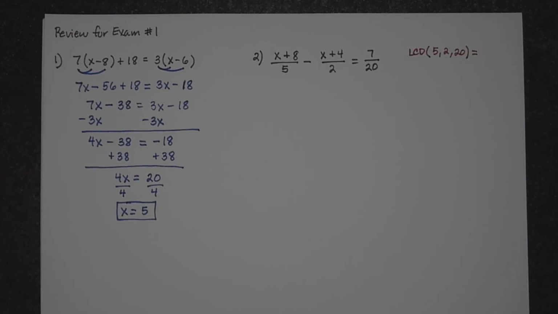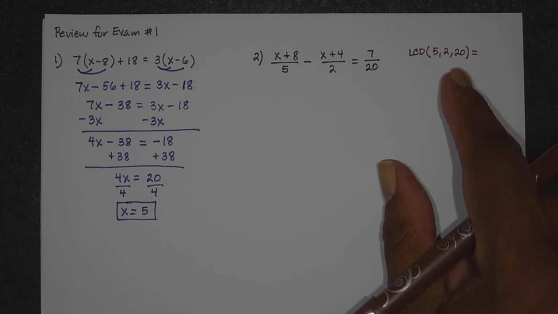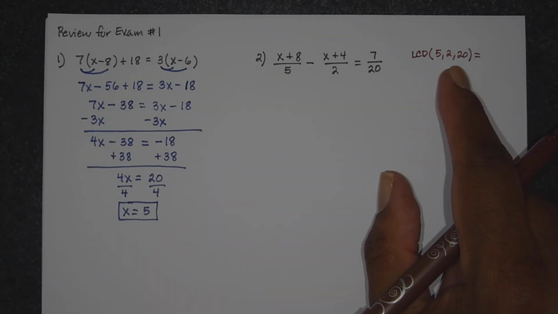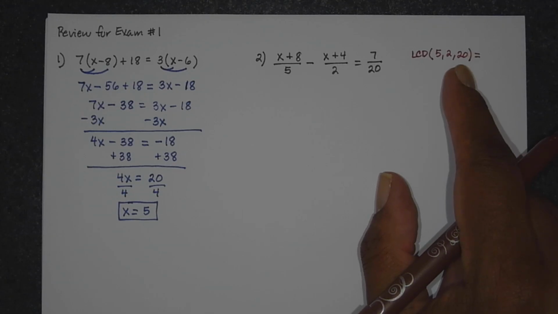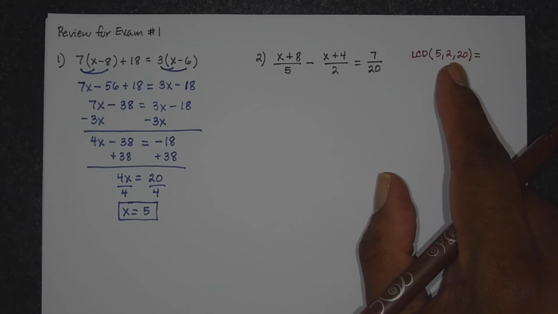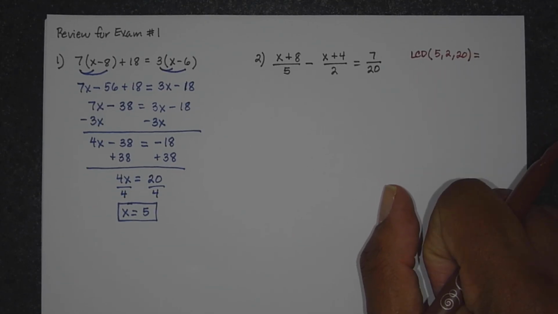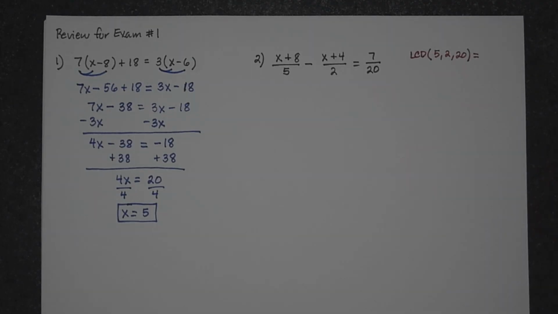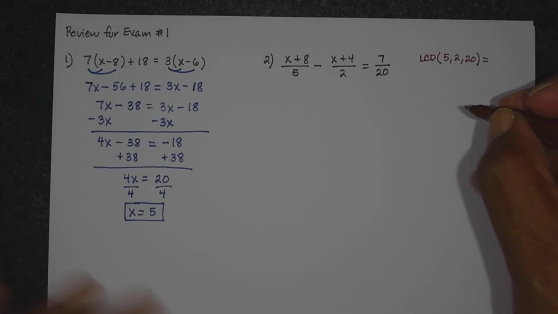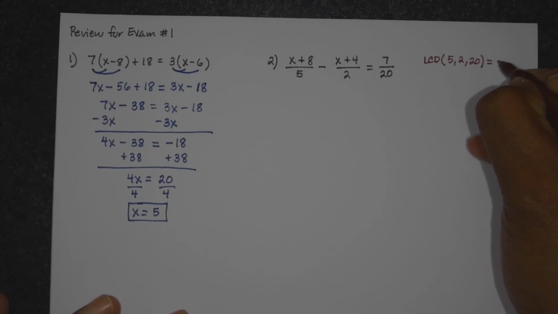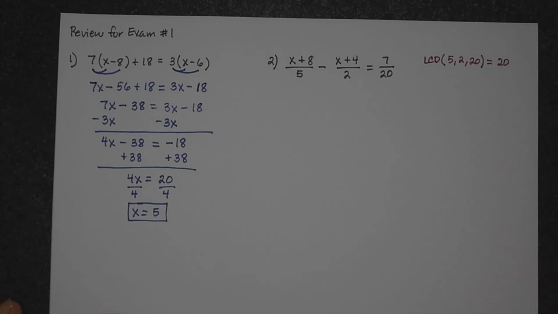What would that be? Not 10. LCD. It's got to be bigger than these three numbers or equal to one of those numbers, 20. Because 20 is divisible by 5, 20 is divisible by 2, and 20 is divisible by itself. So the LCD of those three numbers would be 20.